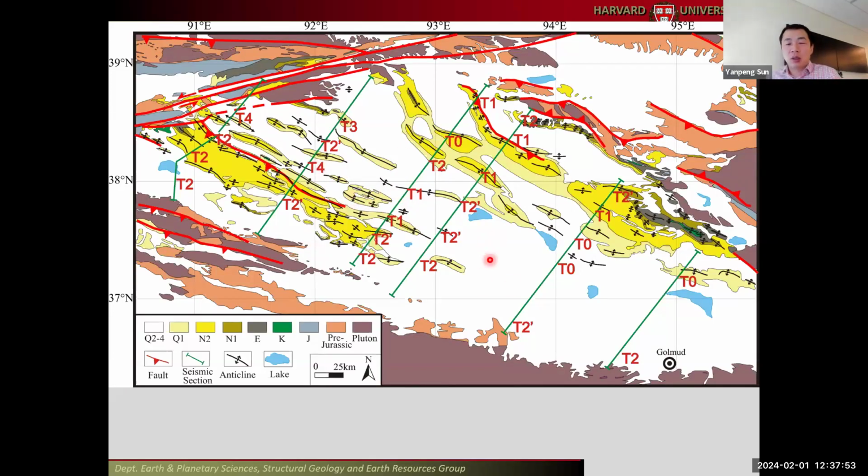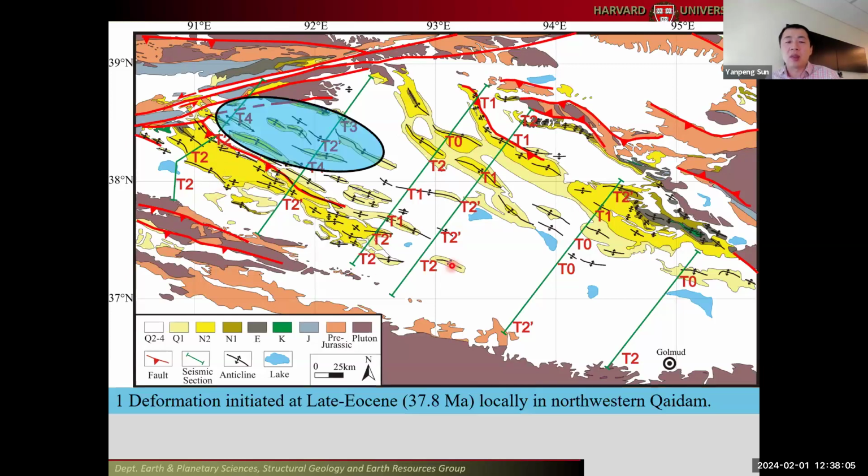I didn't really talk in detail, but the T0 is like the reflector. So basically, the smaller numbers are the much younger sequence. So larger numbers are the older sequence. So basically, you can see the trend that the western side of the basin is much earlier deformed. That started about 40 million years ago.